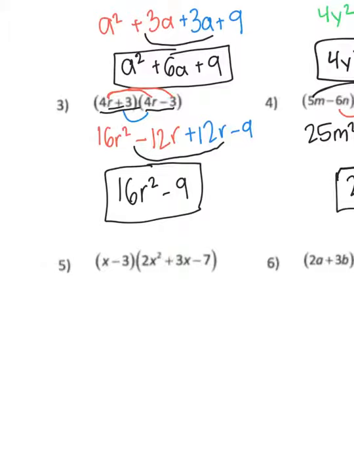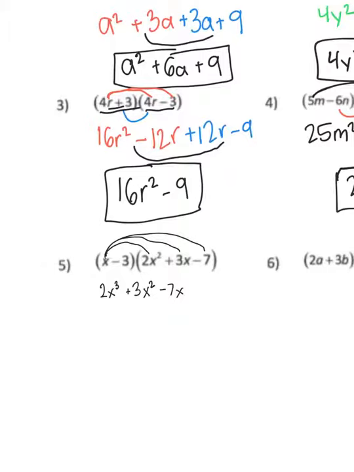So the way we're going to do these kinds of problems is I'm going to take my first term, my x, and I need to multiply it by each term in my trinomial. So I'm going to have x times 2x squared, which is 2x to the third. Then I have x times 3x, which is 3x squared. And then I have x times negative 7, which is minus 7x.